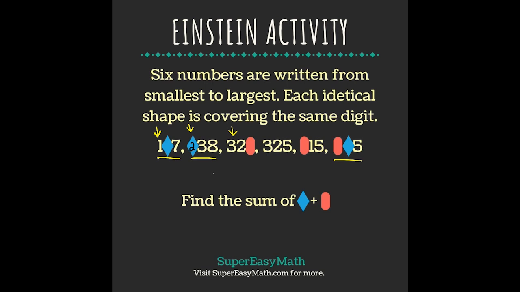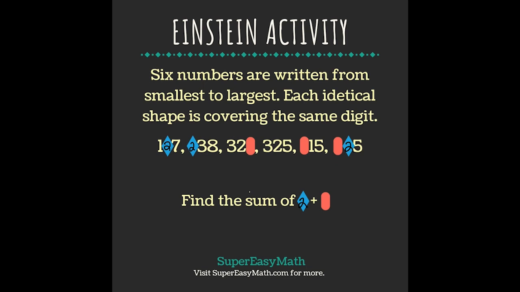We know this because they explain in the problem that the numbers are written from smallest to largest. So the first number is going to be in our 100s. The second number is going to be in our 200s. And the third number is going to be in our 300s. Now, because I figured out that the blue diamond is a 2, I can fill that in for all the other times I see a blue diamond. So we have a 2 here, we have a 2 here, and we have a 2 here.